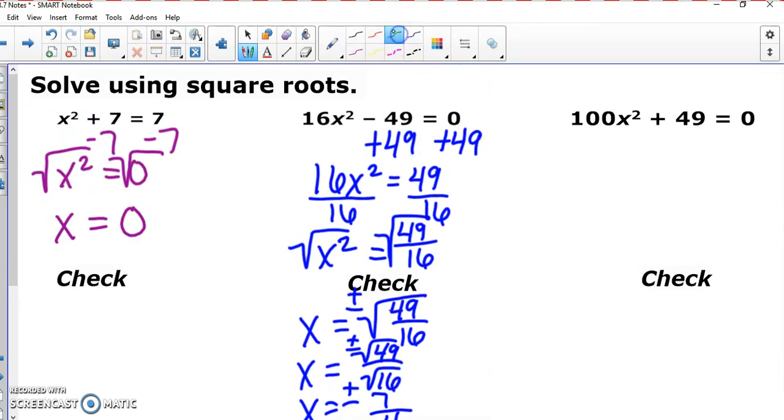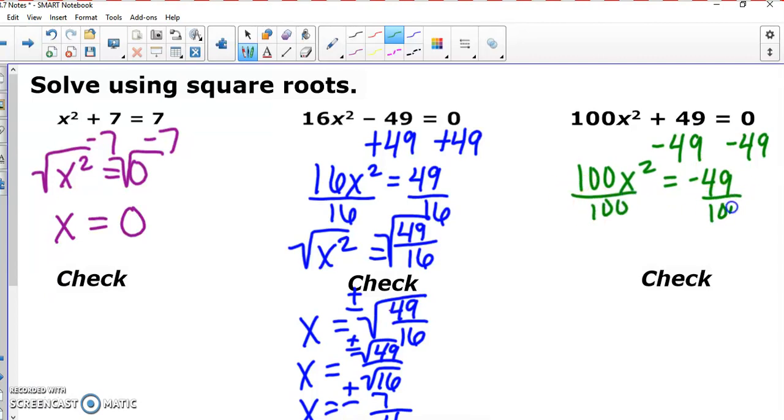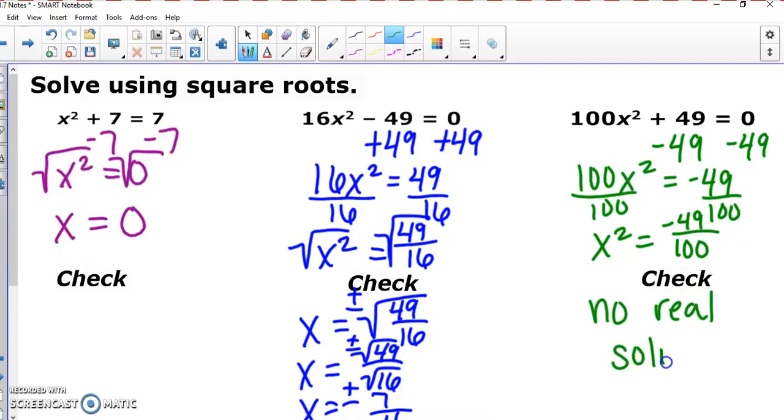Okay, and then the next one over here, I'm going to start by subtracting 49 from both sides. I'm going to have 100x squared equals negative 49. Divide by 100 again. And this time then, again, that doesn't divide evenly, so I'm going to just leave it as it is. And if you notice, I end up with that negative 49 over there, and so that's not going to work out well. So in this instance, I'm just going to have no real solutions, since I can't take the square root of a negative number, because if I tried to go to my next step, it's not going to work out.